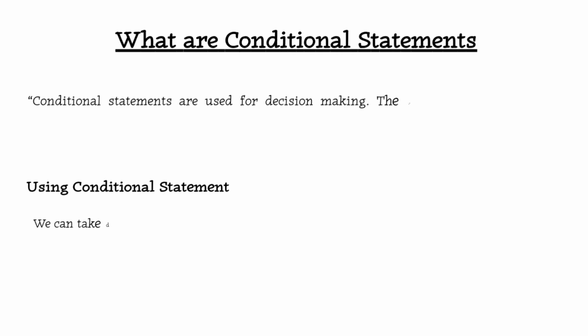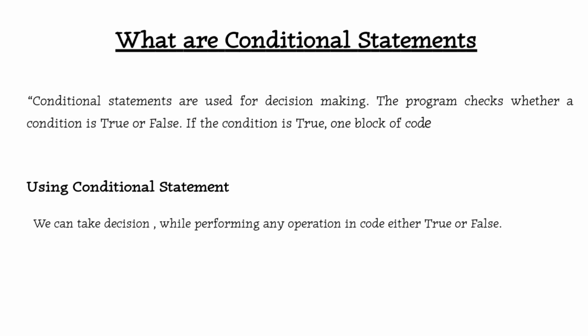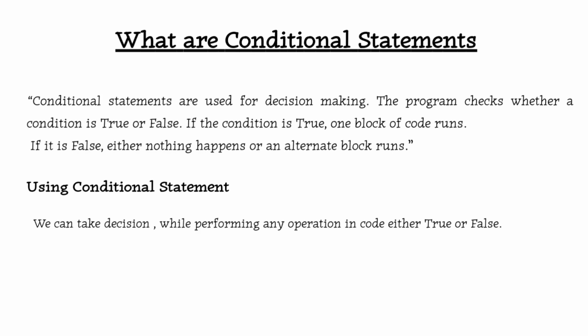Let's right now talk about what conditional statements are. Conditional statements are used for decision making. The program checks whether a condition is true or false. If the condition is true, one block of code runs. But if it is false, either nothing happens or an alternate block will get executed.